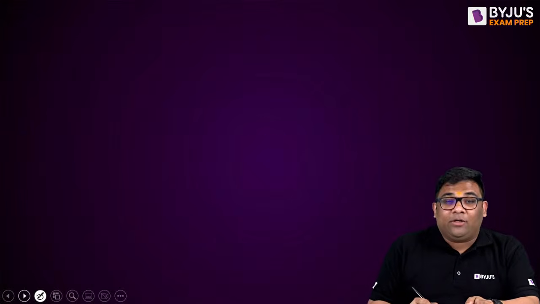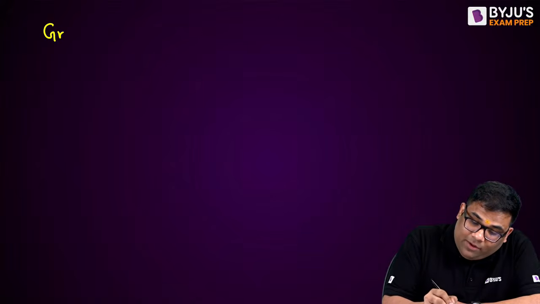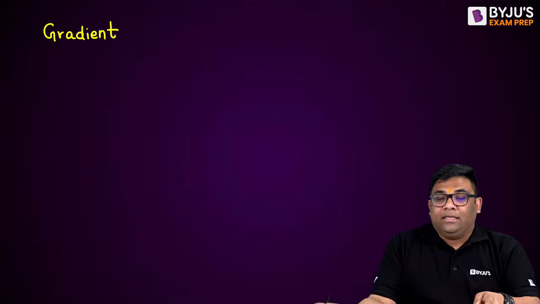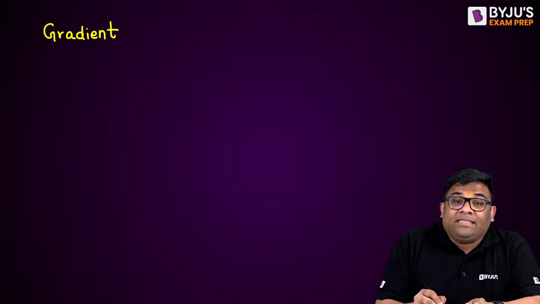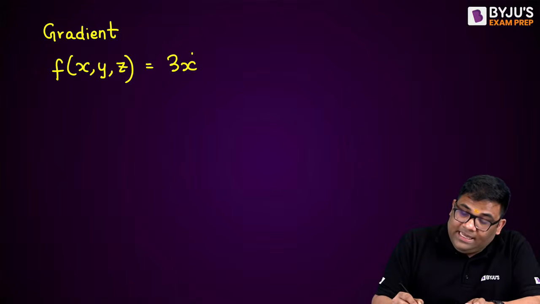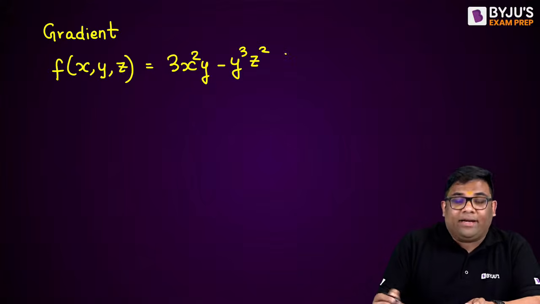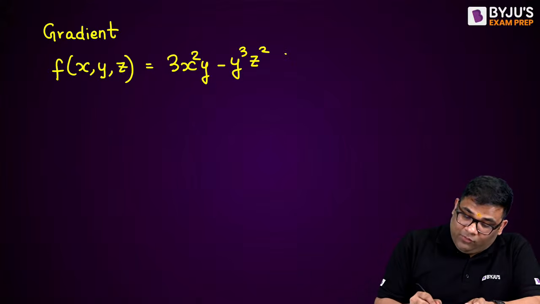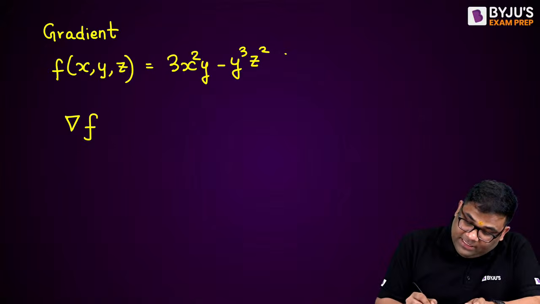Okay. Let us solve another question. So we'll be solving a lot of questions now. Let us go to some gradient stuff, right? So I will ask you a gradient now. The gradient will operate on a scalar function. The scalar function is given as f(x,y,z) equal to 3x square y minus y cube z square, right? We have to find out the gradient of f.